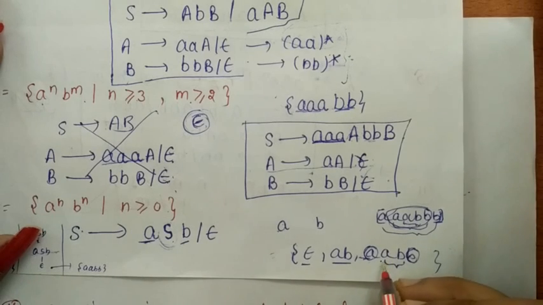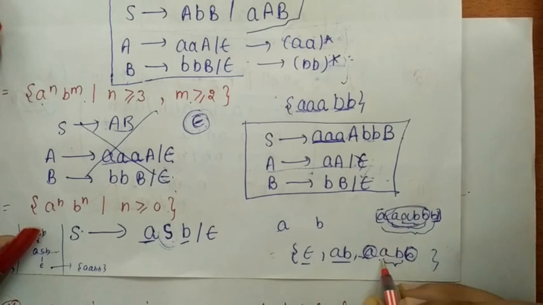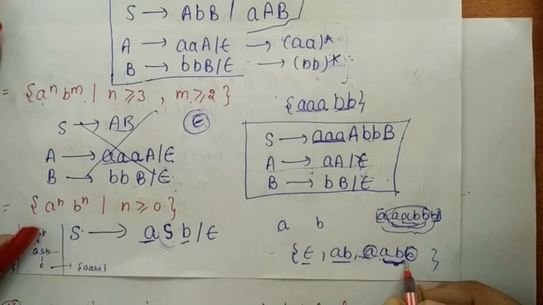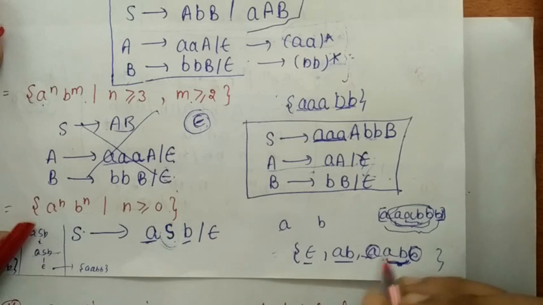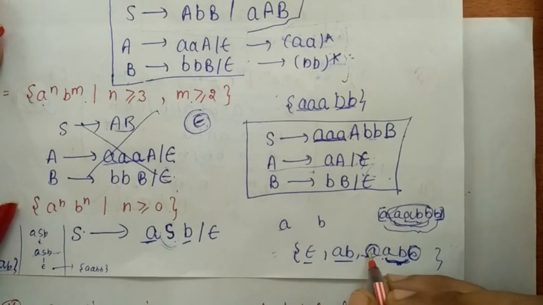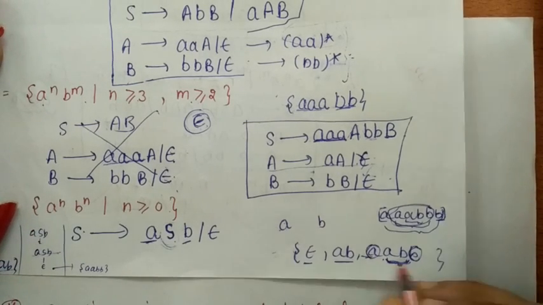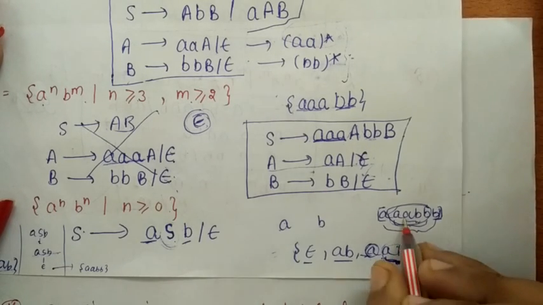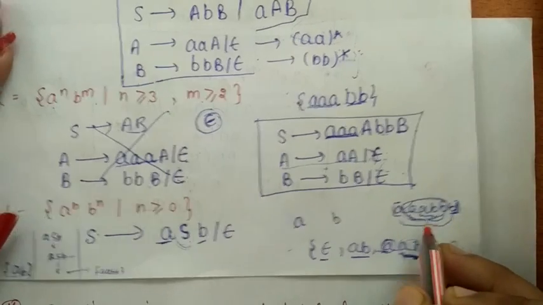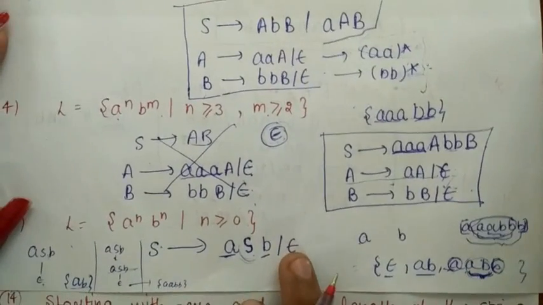So what is happening is, if we take a repetition of AB in between, it will always be an equal number, because if we start with A and end with B and take the repetition in between, it will always be an equal number of A and B.